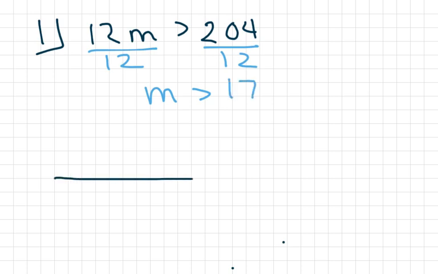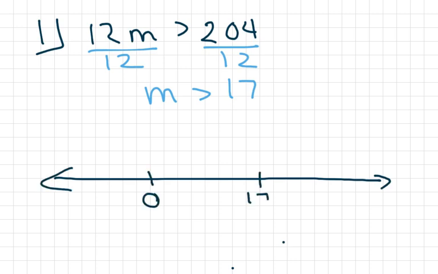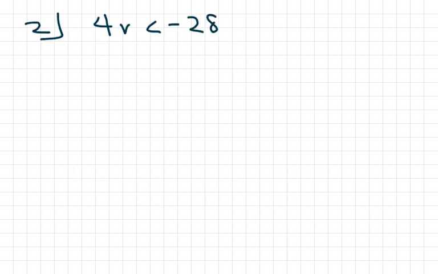And since I'm on the iPad here, I'm just kind of drawing a graph here. I put a 0, and I know 17 is on the right of 0. I put an open circle on 17. I do not color it in because it doesn't have an equal. It just means all numbers bigger than 17. So all numbers bigger than 17 goes to infinity, and you shade to the right.